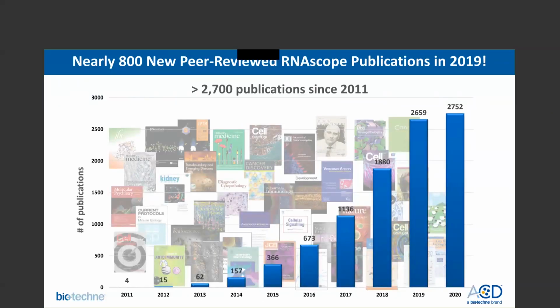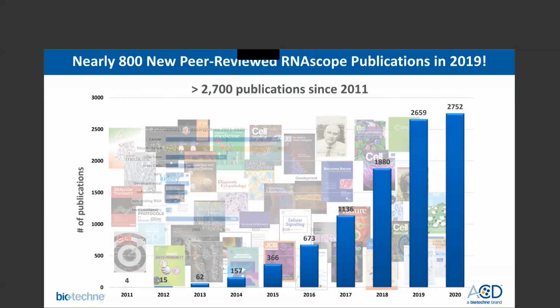We have, up till today, more than 2,700 publications since 2011, which is when the first publication using the technology was published. We had nearly 800 peer-reviewed publications in 2019, and all these metrics essentially show the wide acceptance of the technology in the scientific community.